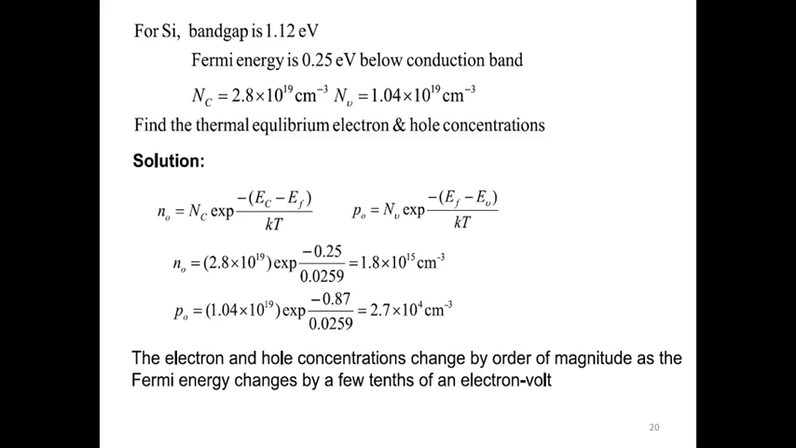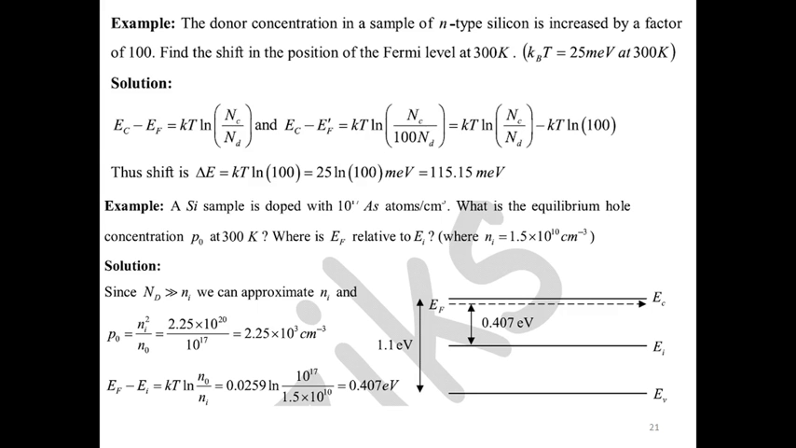Then the electron and hole concentration here change in order, say the Fermi energy changes by a few tens of electron volt. Then we'll go for another example, that is, the donor concentration in a simple n-type silicon is increased by a factor of 100. Then how can we find the energy shift? That is the delta E value, the given value is there. Then just do the number of steps of calculation. Then you are getting delta E is equal to 115.15 milli-electron volt.